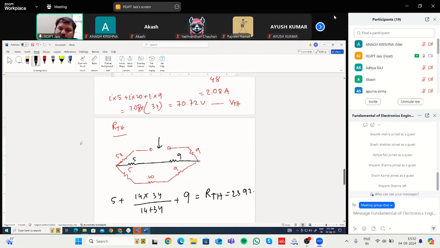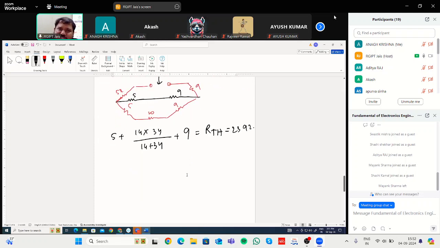23.92. Okay. Now the moment you have got VTH and RTH, just draw the Thevenin's equivalent circuit, that is 70.88, let us say, or 70.72. The RTH, that is 23.92. RL you have to reconnect, you don't know its value. But from the maximum power transfer theorem, you know that when RL is equal to 23.92, then you will get maximum power.